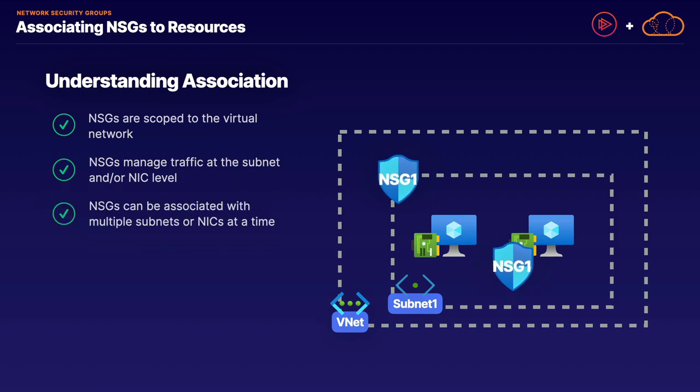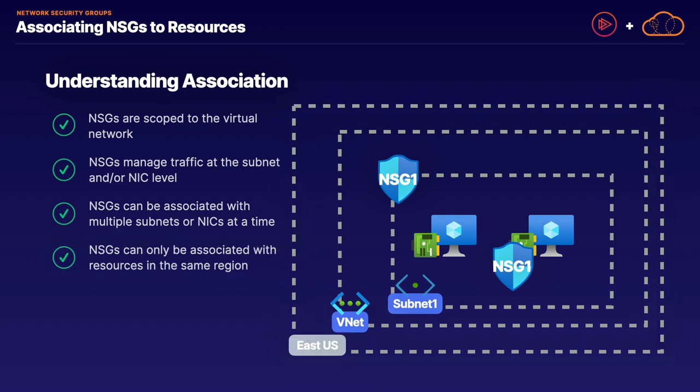And NSGs can be associated to multiple subnets or network interface cards at the same time. So we could have NSG on the subnet and that same NSG associated with other subnets or with network interface cards. And something else that's important to consider with our resources and NSGs and how they're associated is that NSGs are specifically only to be associated with resources that exist inside of the same region, such as East-US.